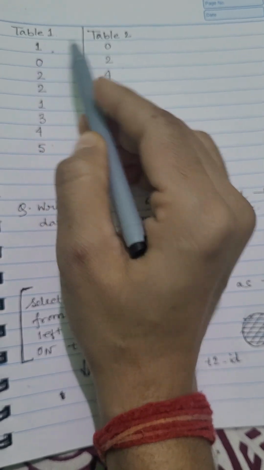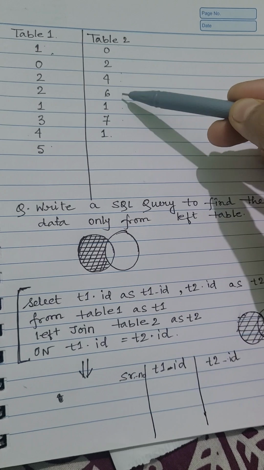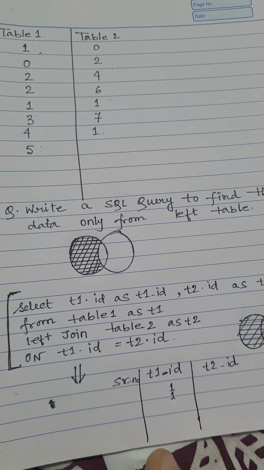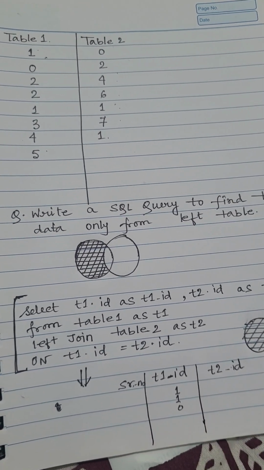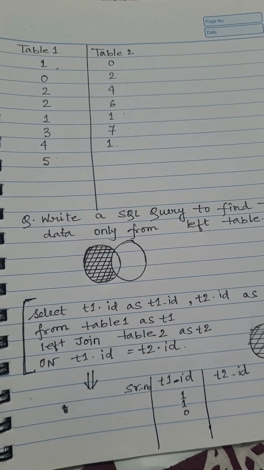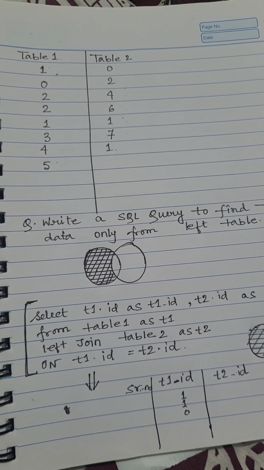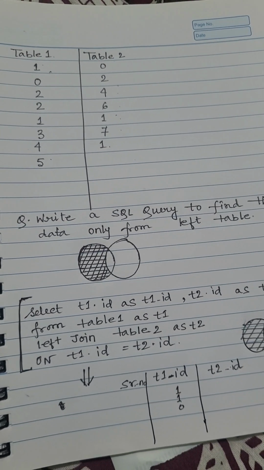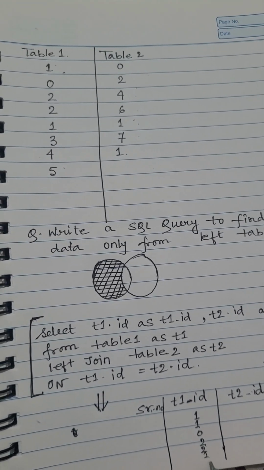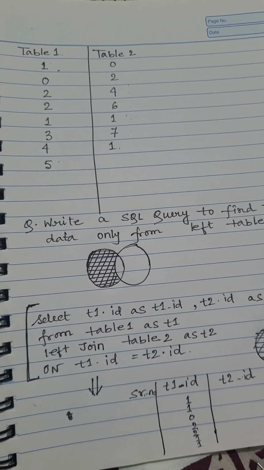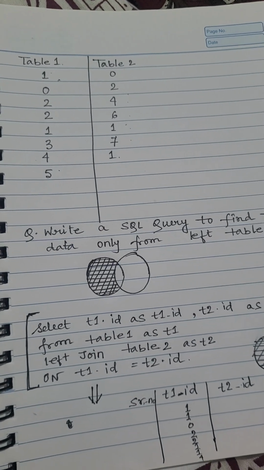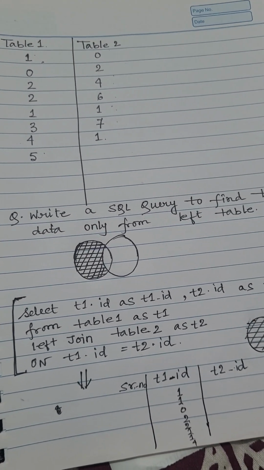First we'll take one element from t1 and map it with all the elements of t2. The first one comes twice, so it is matched two times. Then 0 comes one time. Then 2 comes twice, because 2 gets mapped with the second element, and the fourth element of table 1 also gets mapped with the second element of table 2. Then 1 again comes twice. Then 3 will not match. 4 will come once, and then 5. I think there is no space, so let's move on to the next.